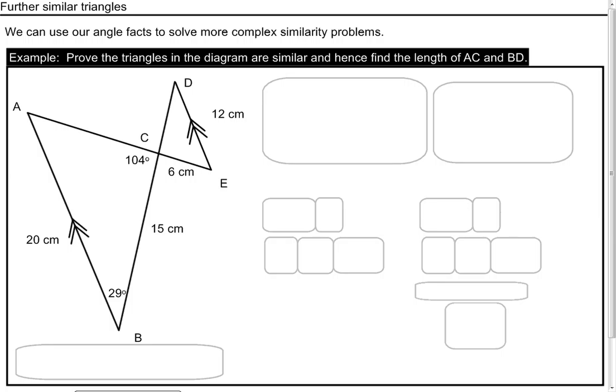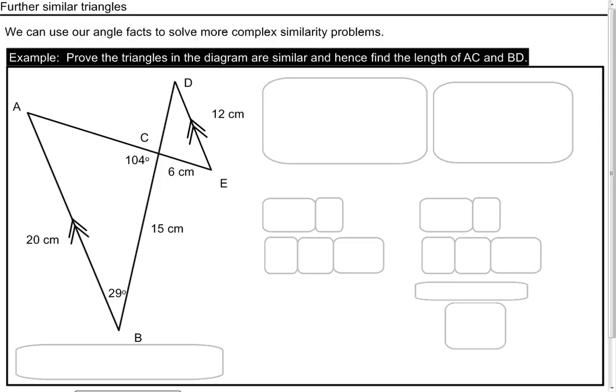So it just means sometimes we need to look very carefully to find similar triangles. And by finding similar triangles, we can deal with some more complex problems. But like this one, there's two parts to this. I've been asked to prove the triangles in the diagram are similar, and hence use that fact to find the length of those two sides.